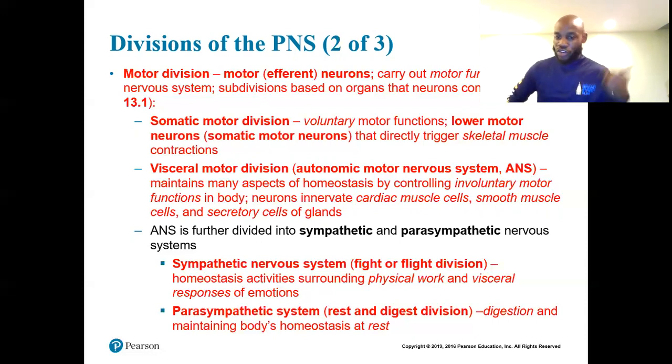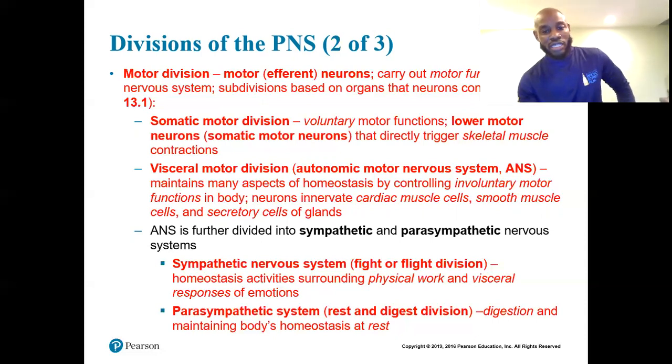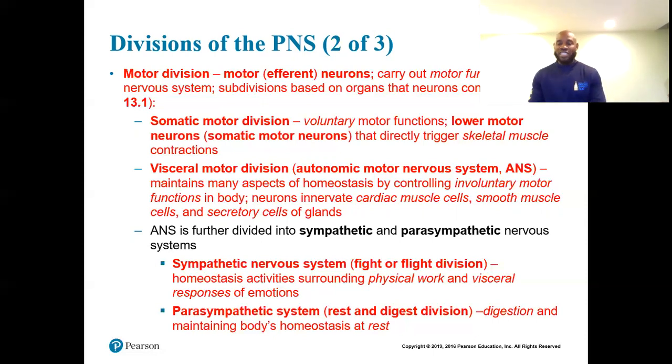You don't think for your heart to beat, for instance. You don't think for your stomach to digest food. It's the visceral motor division, or autonomic. When you see autonomic, think of automatic. And then you can further divide the autonomic motor nervous system, known as the ANS, into the sympathetic nervous system and the parasympathetic.